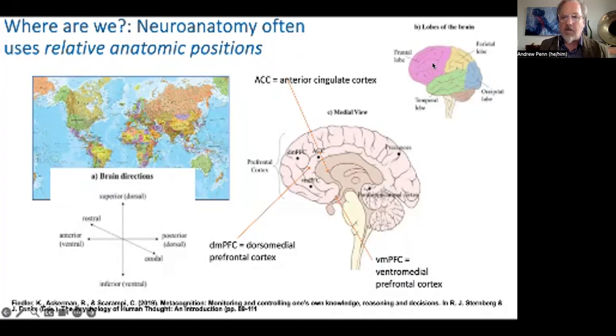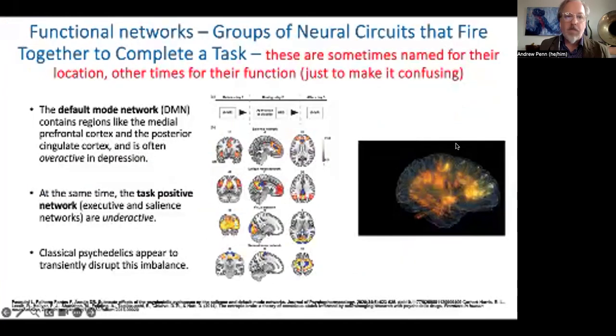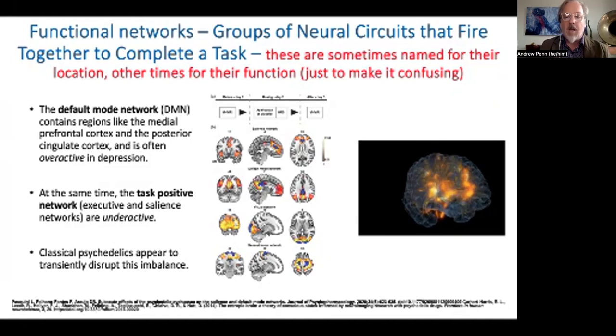And then, of course, the simplest version that we learned in grade school is the four lobes: the frontal, temporal, parietal, and occipital lobes. And this becomes more relevant. I'm not going to get into this in too much depth here, but when we start talking about functional networks, which is really something that you're going to hear more about, I think, in the years ahead, certainly in the lifetime of your careers. Now, functional networks refer to areas of the brain that work together to do a task.